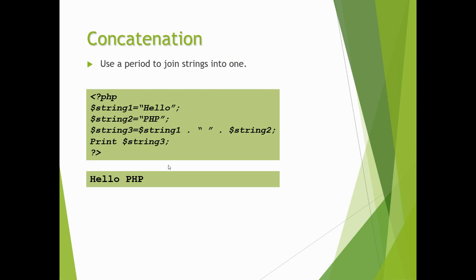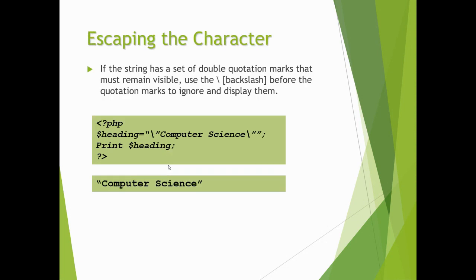Concatenation. If you have two strings you want to concatenate, you can concatenate using a dot. You can see here, by using the dot you can concatenate two strings. In JavaScript, basically we concatenate strings with the plus sign. So if you have two variables, string one is hello, string two contains PHP, and in string three you can see here string one, dot, then again the space is concatenated, dot, string two. If you execute this in a browser, it will give you hello PHP. Got it? Moving to the next slide, escaping the character.